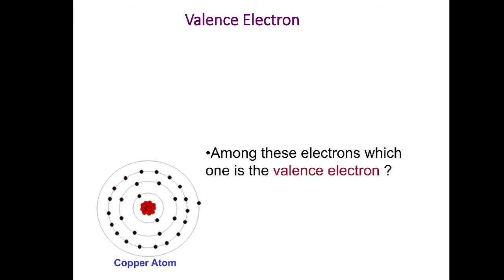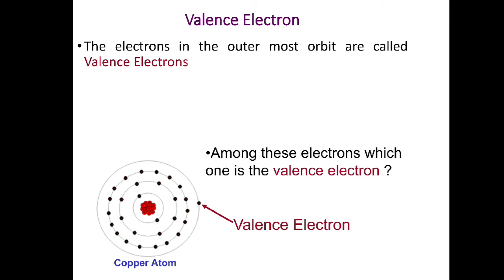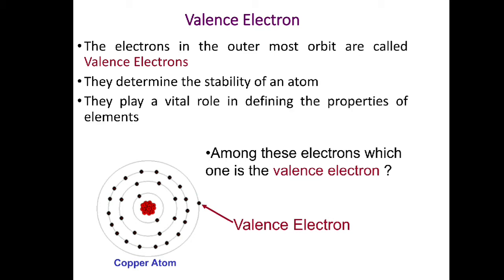You can define the valence electrons as the electrons in the outermost orbit. In this case, only one valence electron is present in the copper atom. They determine the stability of an atom. They play a vital role in defining the properties of the elements based upon the number of valence electrons. Even the materials can be classified, whether it is a conductor, an insulator, or a semiconductor.